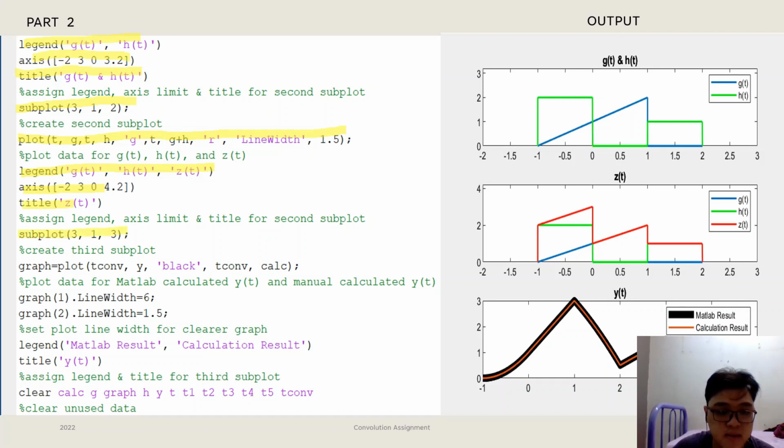Okay, so we create the third subplot. We plot the data for MATLAB calculated y(t) and manual calculated y(t), and then we set the line width for a clearer graph, and then we assign legend and title for the third subplot, and we clear all the unused data. So at the right side you can see the output, which is the result from the MATLAB code. So that is all. Thank you.